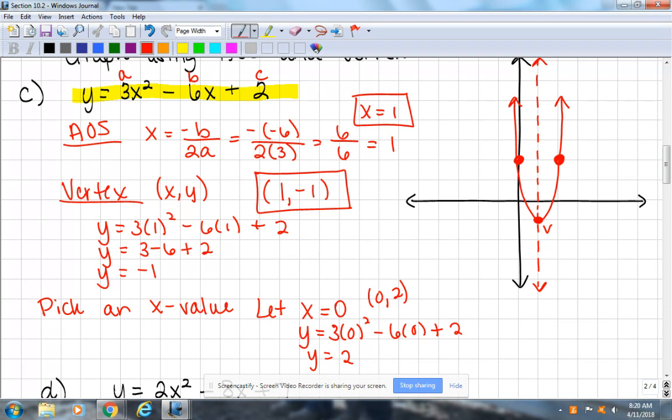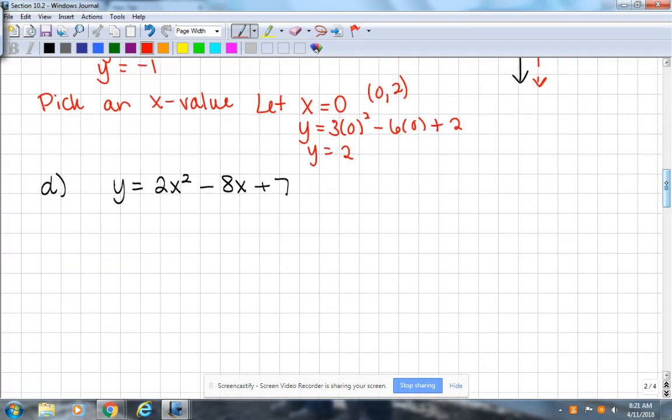So after you graph your vertex and your axis of symmetry, then you pick an x value that's close to your axis of symmetry but not equal to it. Okay? And then if 0 is close, I pick 0. Then you plug that number and get your other point and then go the same number of spaces away and graph another one. Okay? That's it.